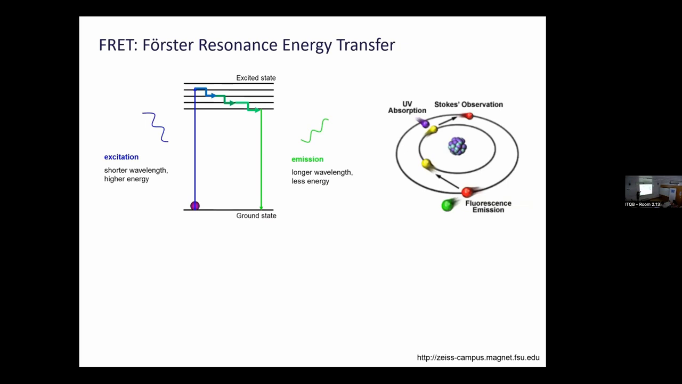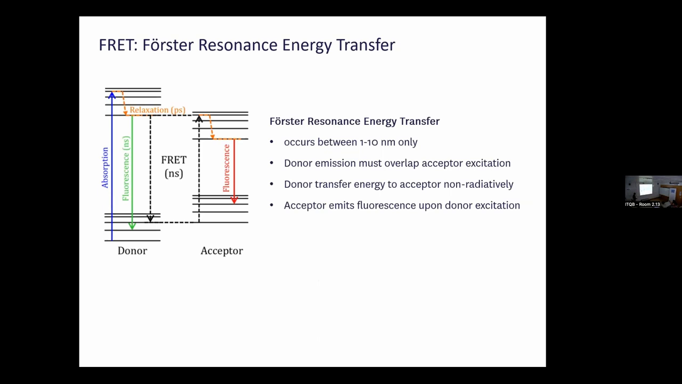You know how fluorescence works. I'm not going to repeat this. I'm just going to tell you that when you have two fluorophores very close to each other, they both can fluoresce. They both absorb light at different wavelengths. The first one, we call it the donor, is excited by lower wavelengths, higher energy. This one is excited by blue light and it emits green light. The acceptor fluorophore is excited by green light and emits red light.